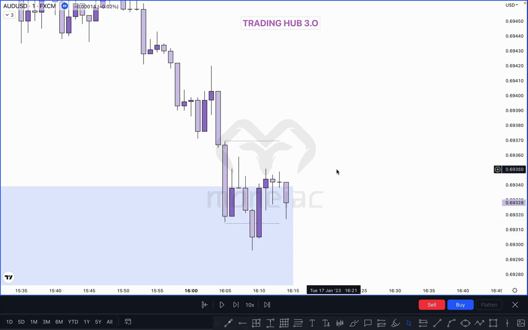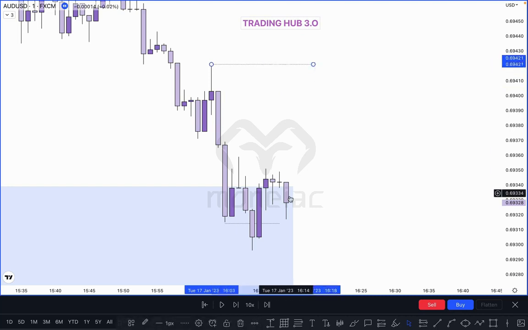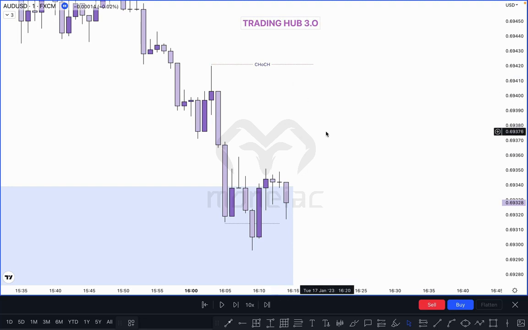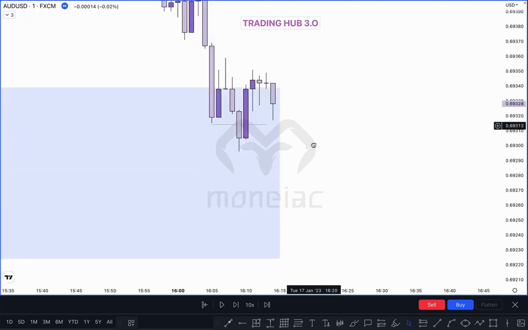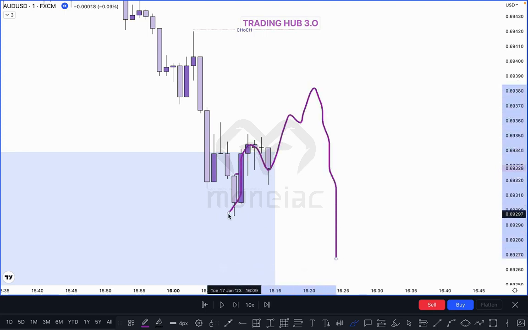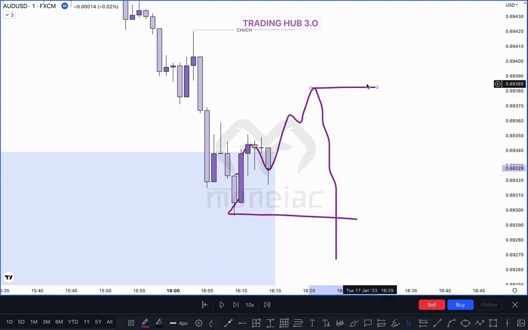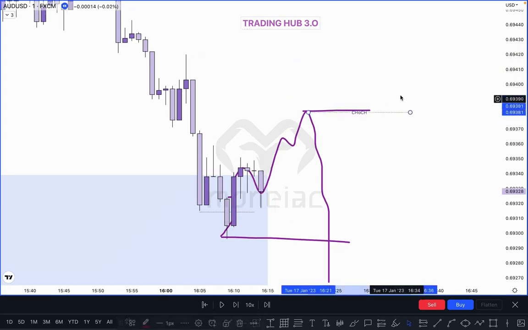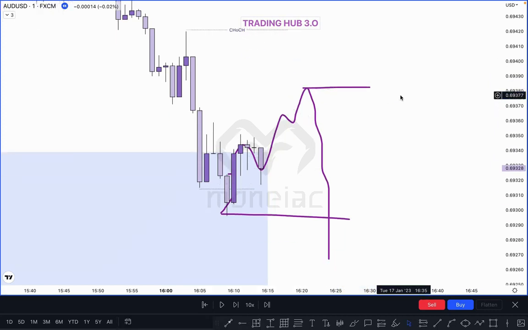Okay, so where is our first pullback? The first pullback is here. Okay, so this one is our change of character. Price must break this high. If the market breaks this high, then definitely we can take entry here. If the market does not take out this high, and if the market creates another pullback here, possibly here, because the market broke this high, so this becomes our valid pullback and the market can go higher and push downside like this. Okay, so this high becomes our new change of character, something like this. So let's see what happened next here.